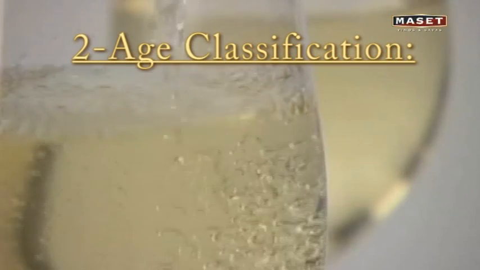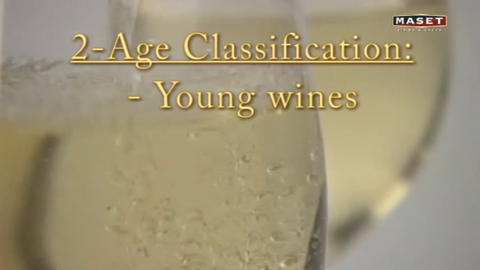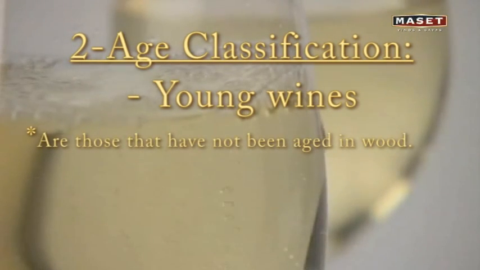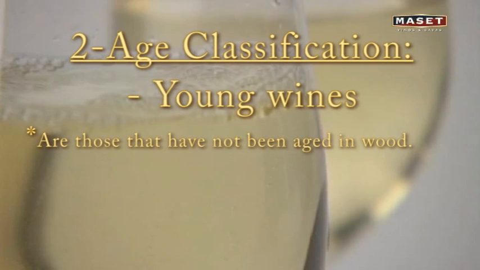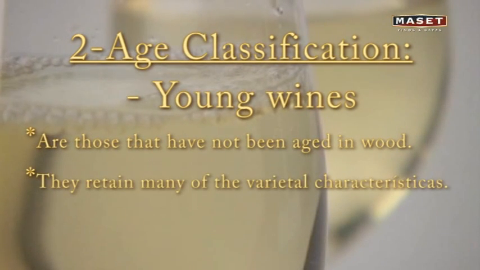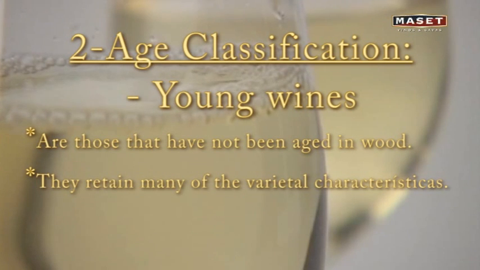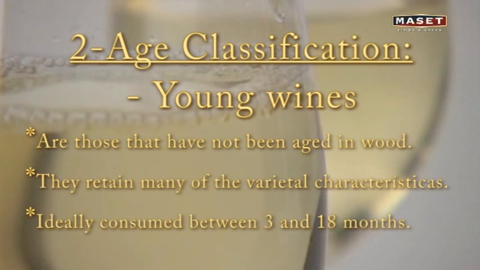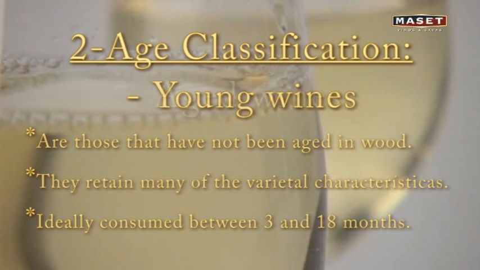2. Classification by age. Young wines are those that have not been aged in wood or have only been aged for a very short period of time. They retain many of the varietal characteristics of the grapes from which they come, and they should be ideally consumed between 3 and 18 months after harvest.